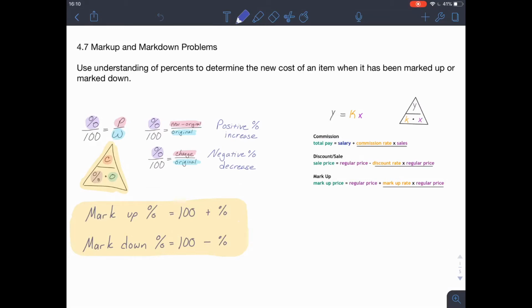Hello everyone and welcome to 7th grade Math Module 4, Percent and Proportional Relationships. In this video we're looking at lesson 4.7, Markup and Markdown Problems.